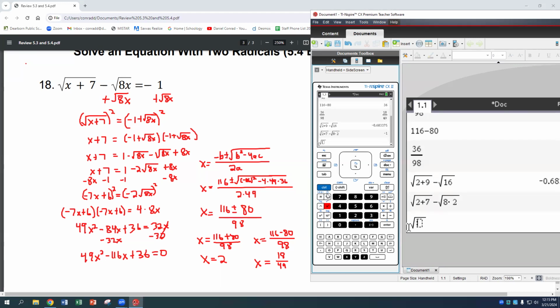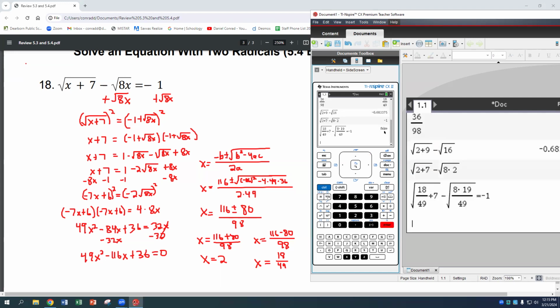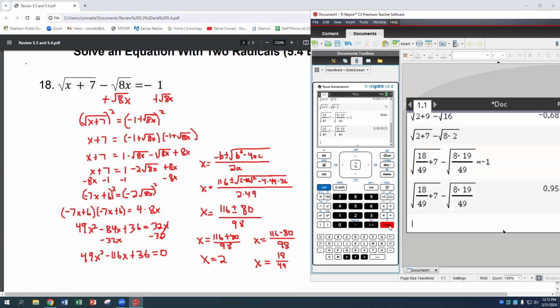x, so 18 over 49 plus 7 minus square root 8 times 19 over 49 equals -1. False. Okay, I believe that would have gotten you +1. Nope.